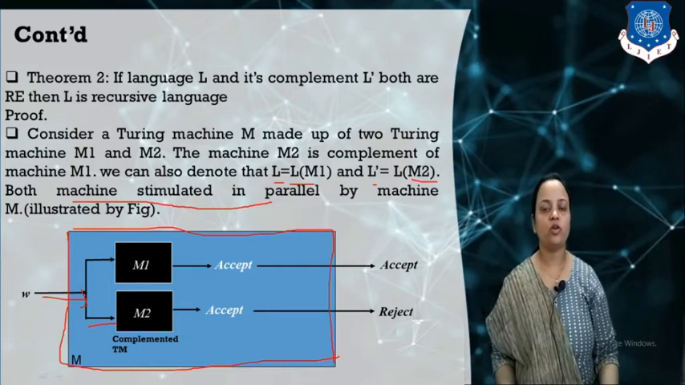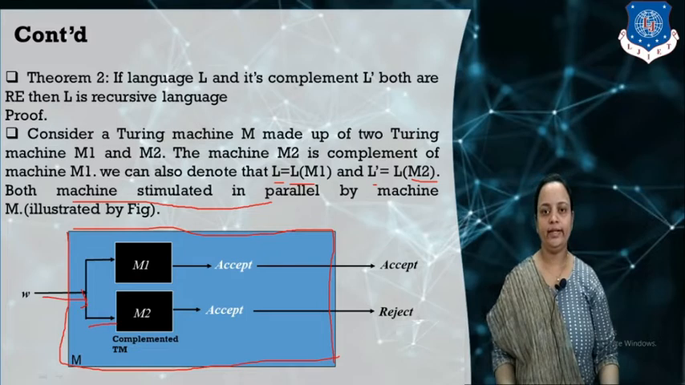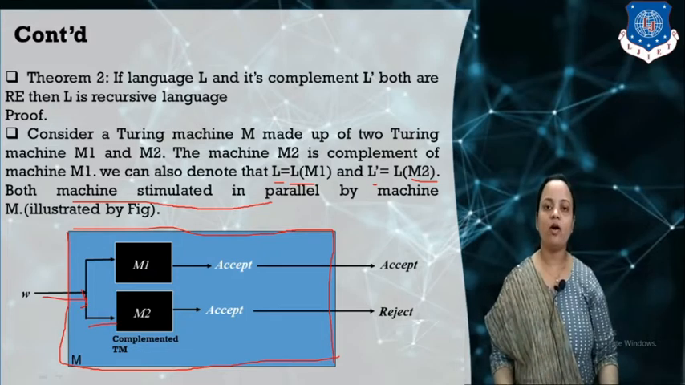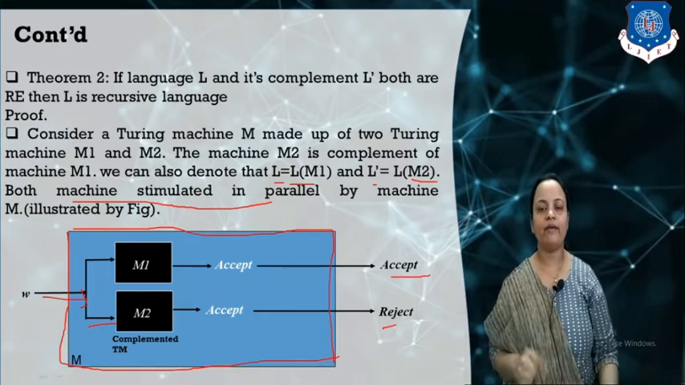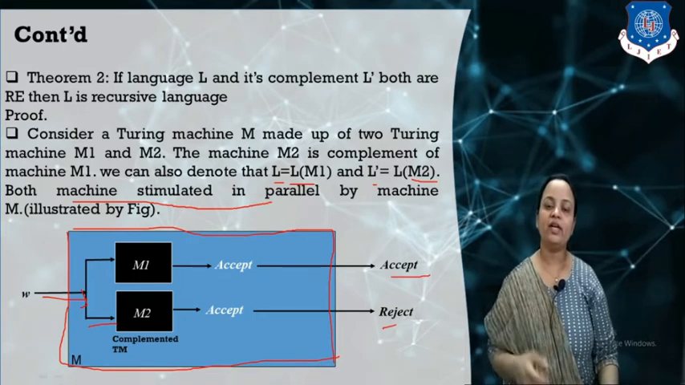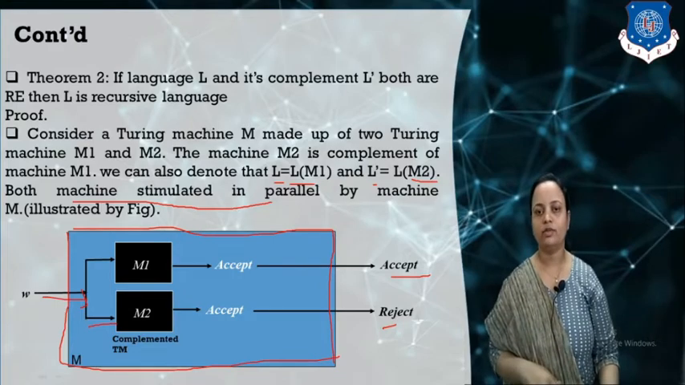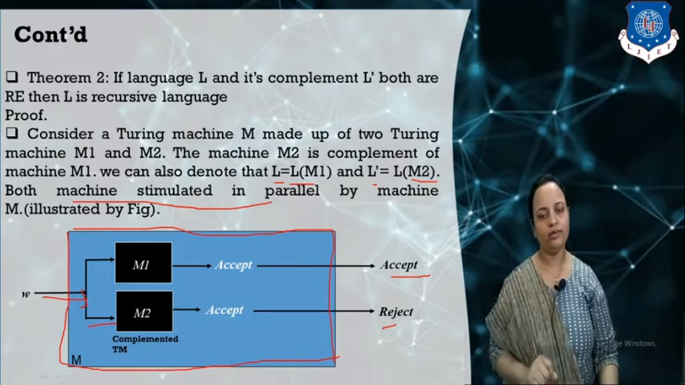If the string is not in L, it means that it is in L dash, it means that M2 will accept it. When M2 accepts, M halts without an accepting state, and we can say that on all inputs M will eventually halt and it behaves exactly like M1. So we can say that L is a recursive language.